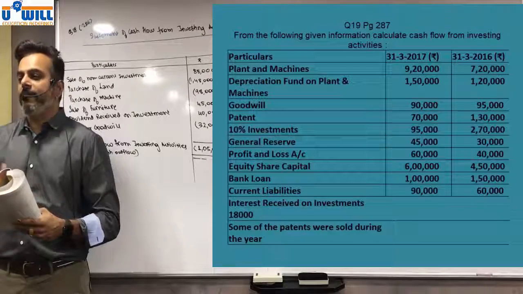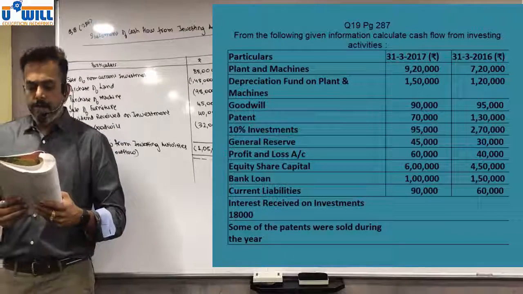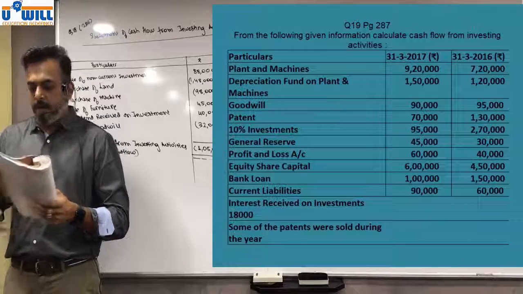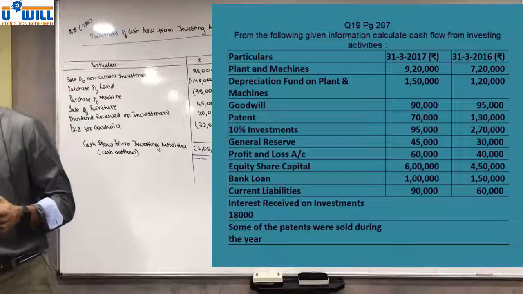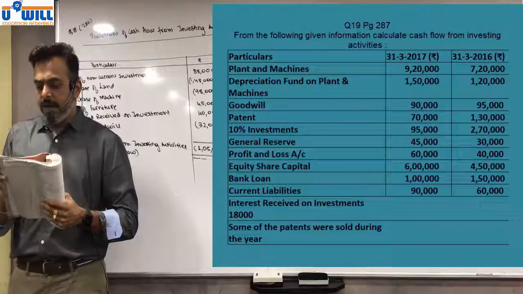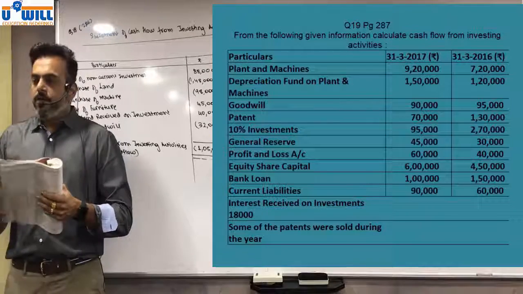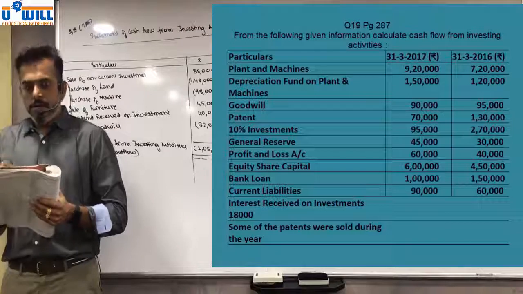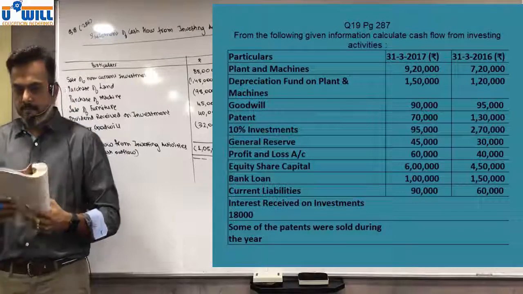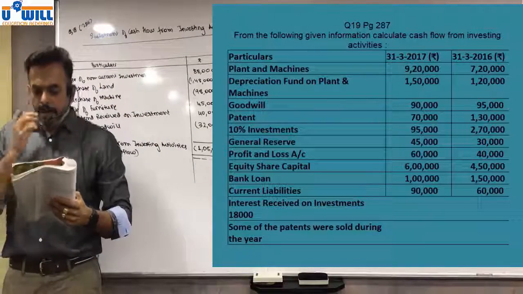Page number 287, question number 19. From the following details, calculate cash flow from investing activities. Now, be careful in this. Plant and machine opening or previous year was 7,20,000. Current year is 9,20,000. Increase or decrease? Decrease. So we have purchased or we have sold? Purchased. So there in plant and machine write minus 2 lakh. You can do it directly in the sum, or just write minus, either will work.